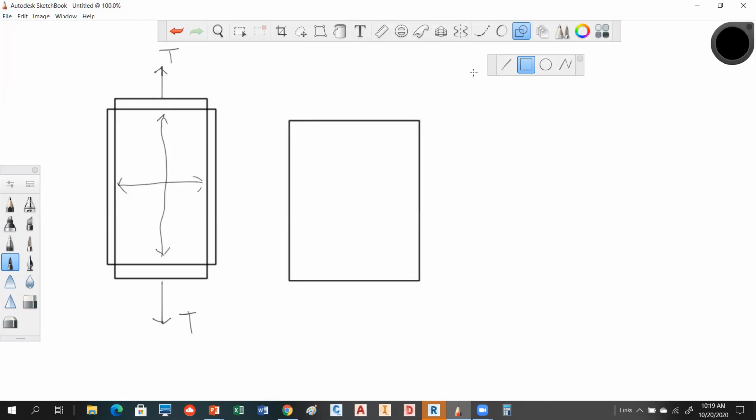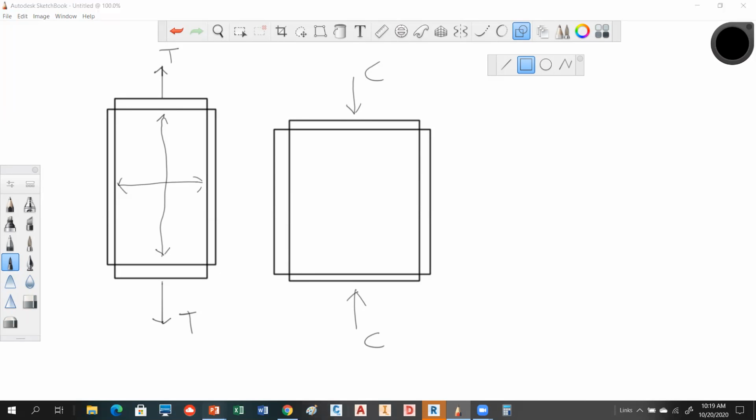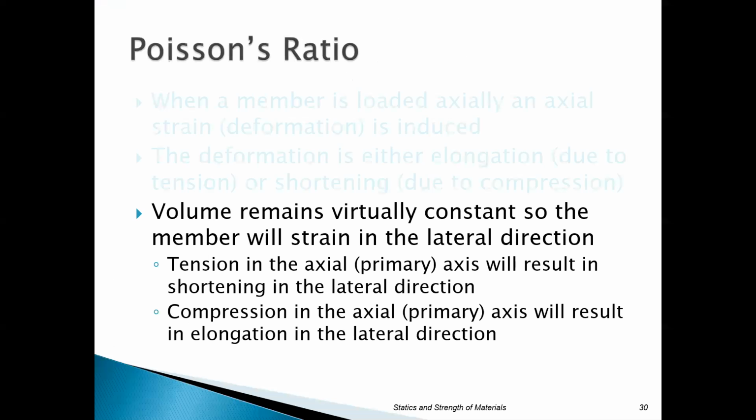If we're looking at compression, it's going to be something similar. If I'm pushing on that material with a force this way and a force this way, so this is a compressive force, what's happened to that? It's getting shorter in the primary direction, but it's elongating due to the volume. That's all Poisson's ratio is dealing with, which should make sense to you. Take a marshmallow and just squeeze it, and you'll see it puff out on the sides. That's an easy way to see this process.